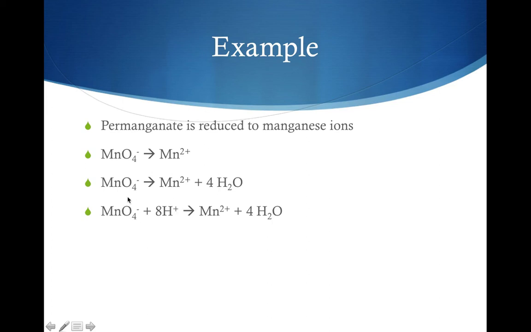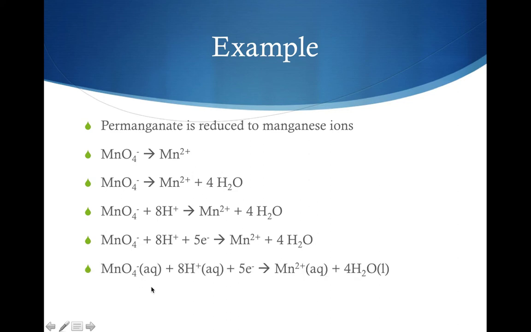Currently, we've got a charge on this side of +7. 8 positives, 1 negative gives us +7. On this side, we've got a charge of +2. To sort this out, we're going to add electrons. Now, electrons are negatively charged. We're going to add electrons, therefore, to the most positive side, so over here. And we want to make the charge equal. We don't want to make the charge 0 on both sides, we want to make it equal on both sides. So we need to add 5 electrons here, and that gives this side now a charge of +2, and this side a charge of +2. Final thing we do, add our states.